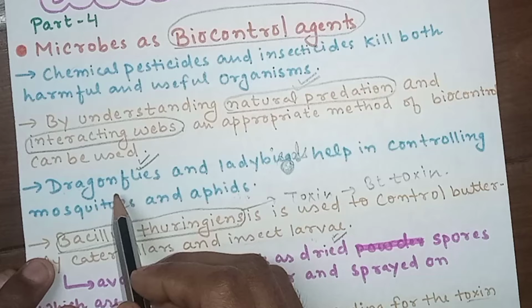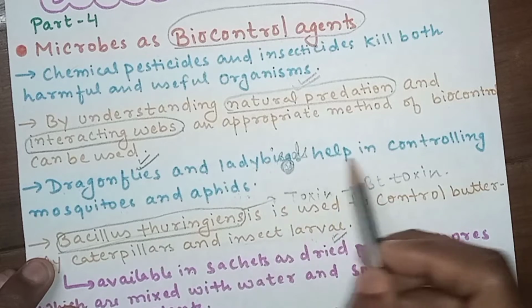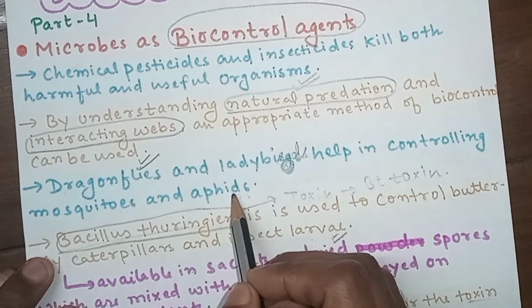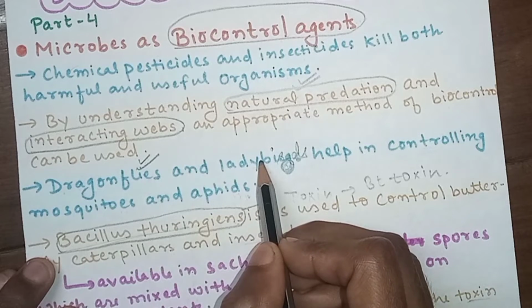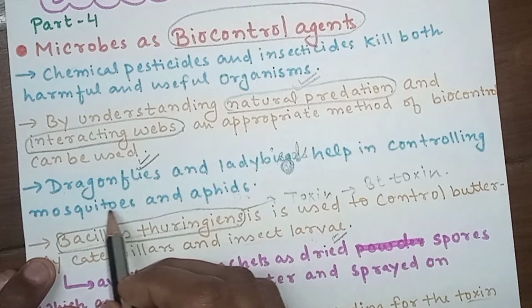Let's see an example of natural predation here. Dragonflies and ladybirds help in controlling mosquitoes and aphids. These two insects help in controlling other insects like mosquitoes and aphids.